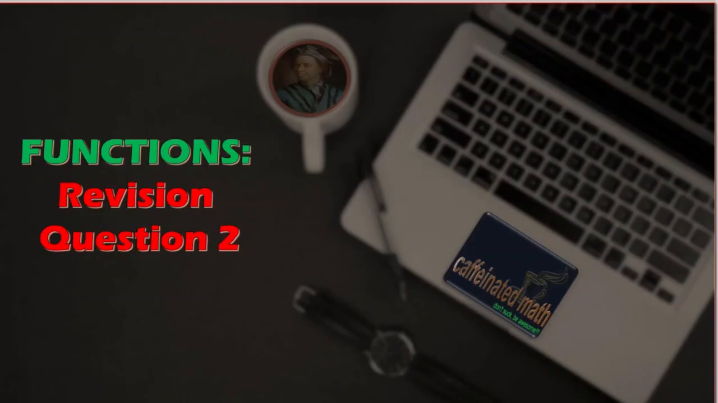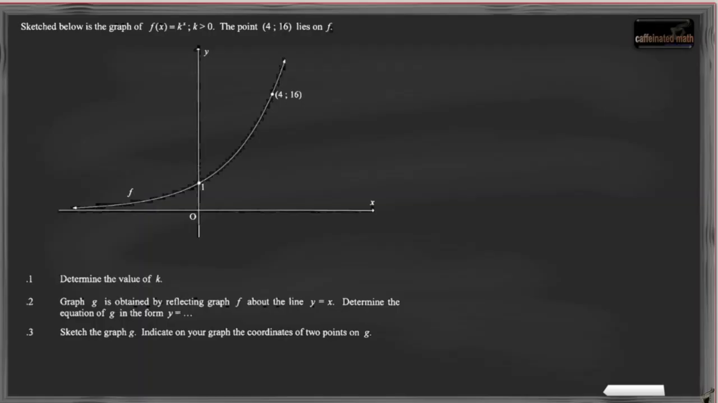Let's get to revision question 2 and see what this entails. The sketch below is the graph of f(x) = k^x, where k is greater than 0. We also get given a point, (4, 16), which lies on the graph of f. We can see we have a y-intercept over there. It's pertinent information. Then we are asked to determine the value of k.